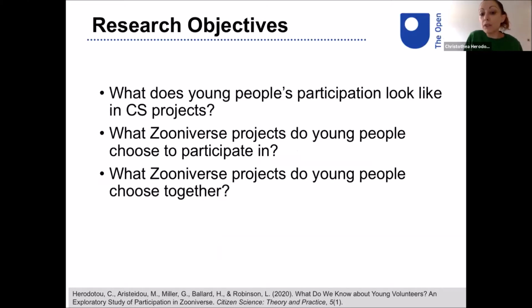So what we tried to answer was: what does young people's participation look like in Zooniverse projects? What are the projects young people choose to participate in, and which projects do they choose together?